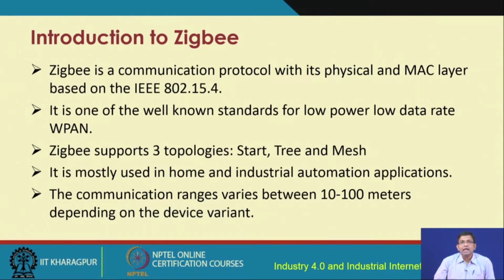Particularly the star and the mesh topologies are the most common and are widely used for home and industrial automation applications. The communication range in XBee varies from 10 to 100 meters. It becomes more if the receiver and the transmitter are in the line of sight of each other.